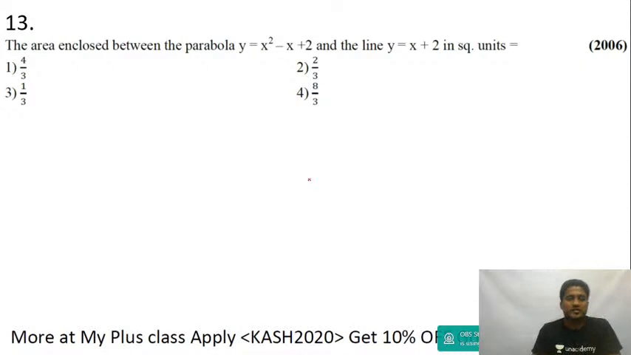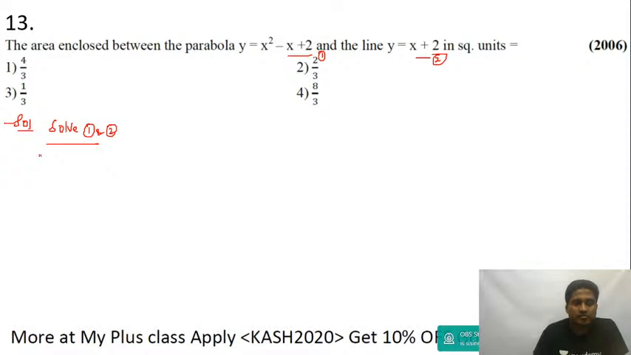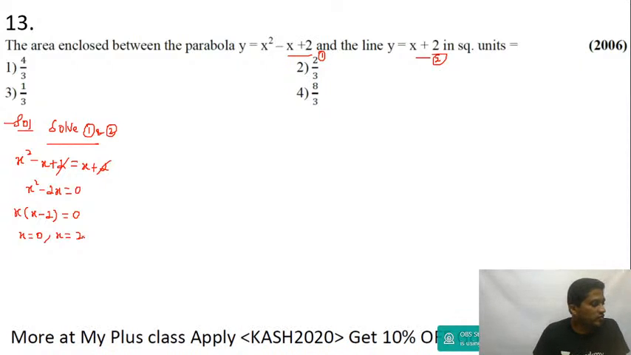Let us first solve them and find the point of intersection, guys. Let's call this equation 1 and this equation 2. If I solve equations 1 and 2, I'll equate them. You will get x square minus x plus 2 is equal to x plus 2. Cancel the 2. You will get x square minus 2x is equal to 0. Take x common, you get x times x minus 2 is equal to 0. From this I can write x is equal to 0 and x is equal to 2.